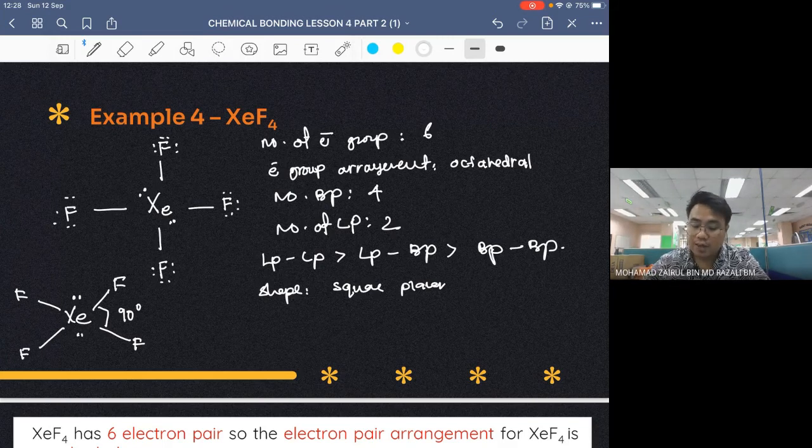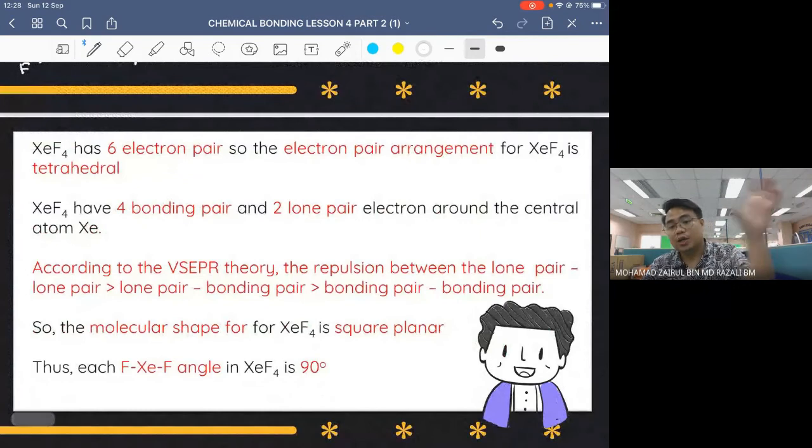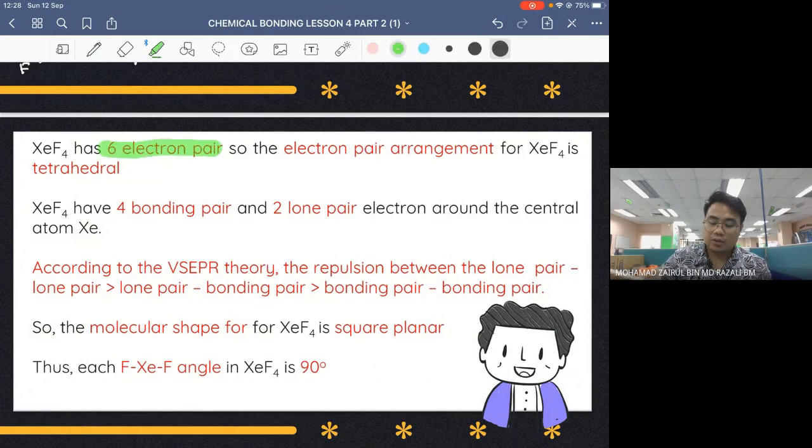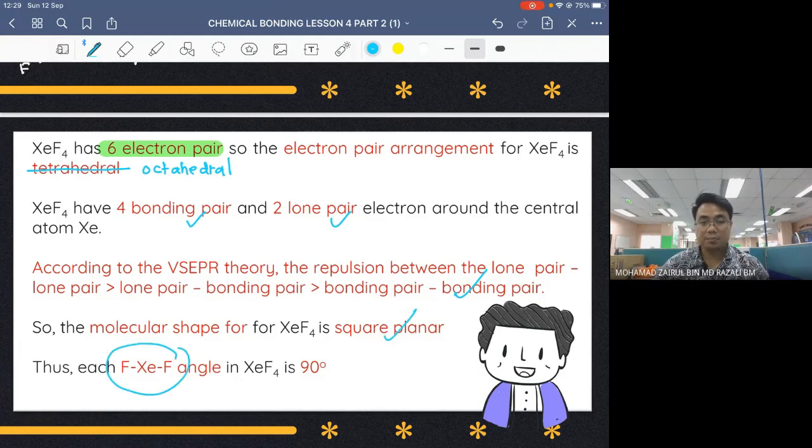Okay. So nak explain pun sama macam tadi. So kita explain macam yang saya ajar awal-awal. Ikut je sahaja flow key points itu. So xenon tetrafluoride has 6 electron pair. So the electron pair arrangement, this one should be octahedral. Okay, octahedral. So there are 4 bonding pair and 2 lone pair. And then according to the VSEPR theory, the repulsion between lone pair is greater than lone pair bonding pair and greater than bonding pair. So the molecular shape is square planar and the angle between fluorine, xenon and fluorine is 90 degree.